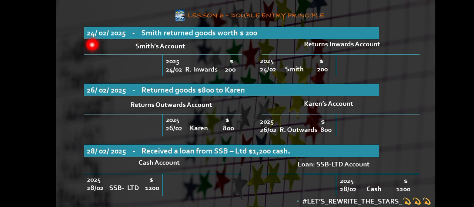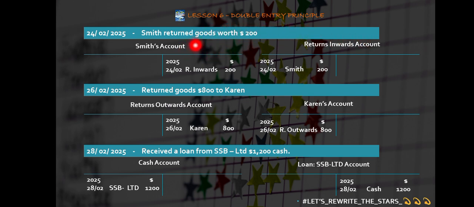So we have 24th February 2025. Smith returned goods worth $200. So here, because Smith is the one returning the items, we will create Smith's account. Smith's account. And then because we are receiving the thing, they said he has returned.